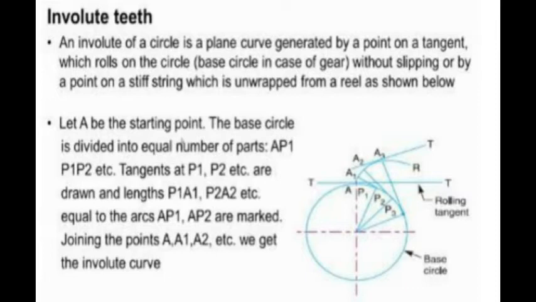are drawn, and the lengths P1A1, P2A2, etc. equal to the arcs AP1, AP2, etc. are marked. Then by joining the points A, A1, A2, A3, etc., we get the involute curve. So this is the involute curve.